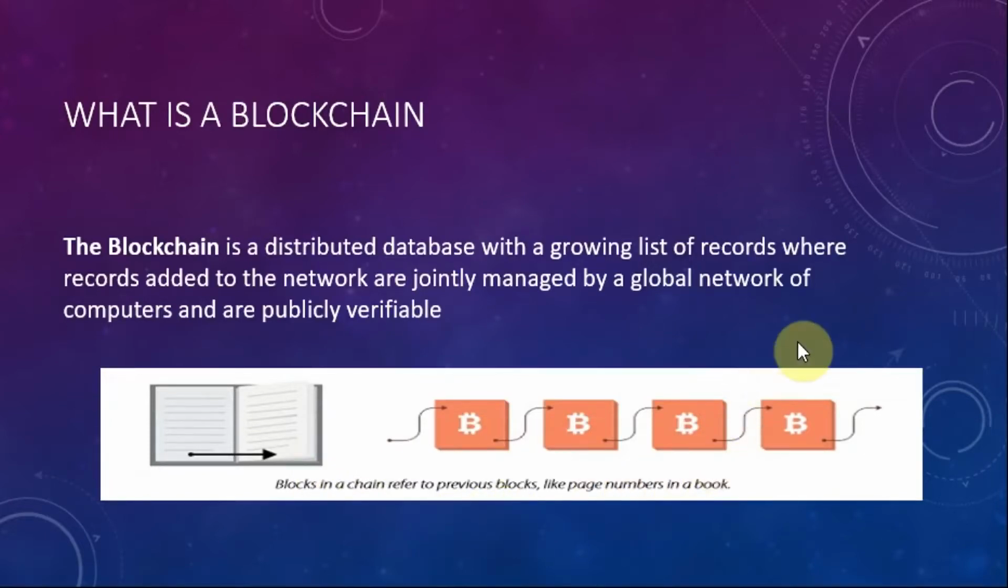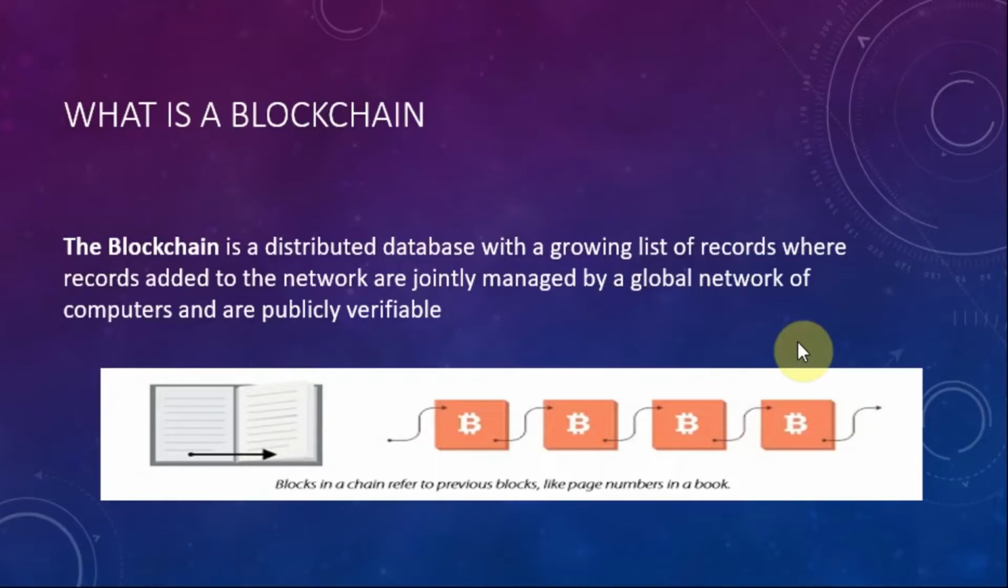Now, in a transactional database, we have rows, where each row contains records. In blockchain, we have blocks, and blocks are linked to other blocks via a chain. I'll come into that later. The chain is a kind of mathematical algorithm that links several blocks together. Now what I said here is that blocks in the chain refer to the previous block, like page numbers in a book.